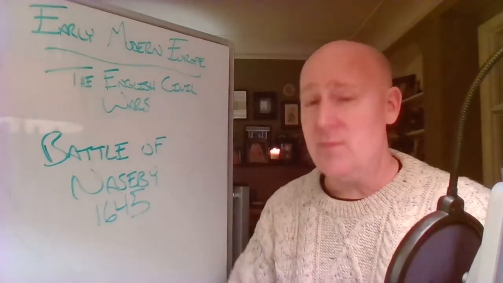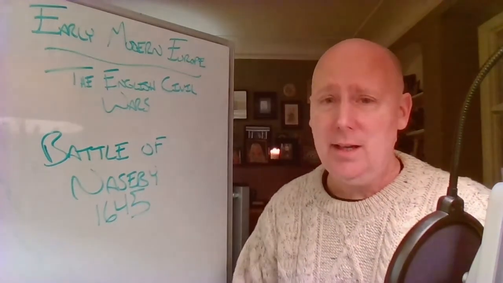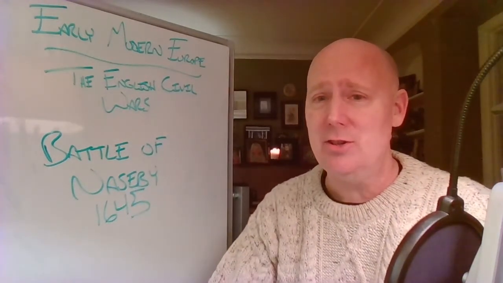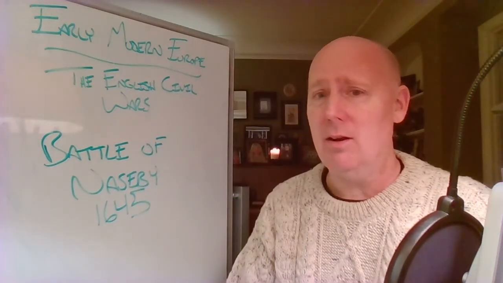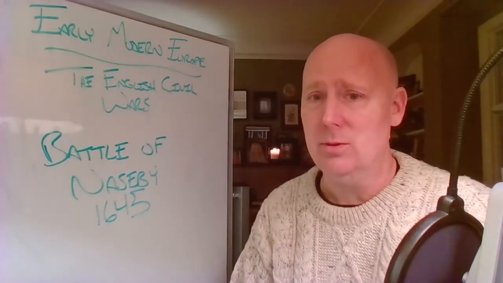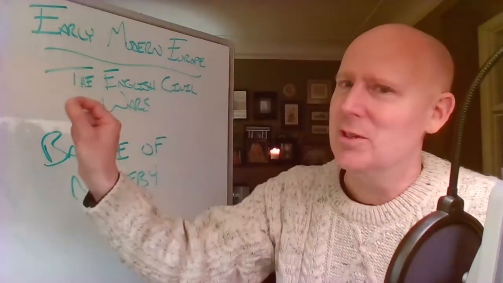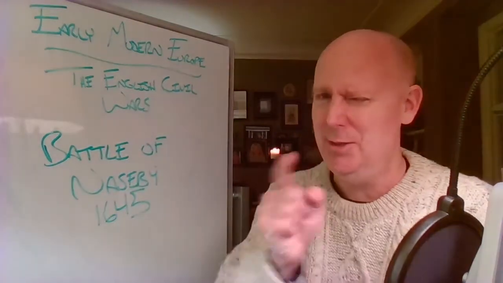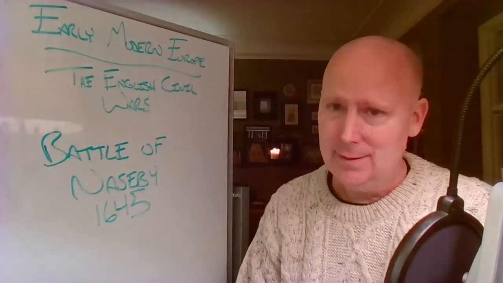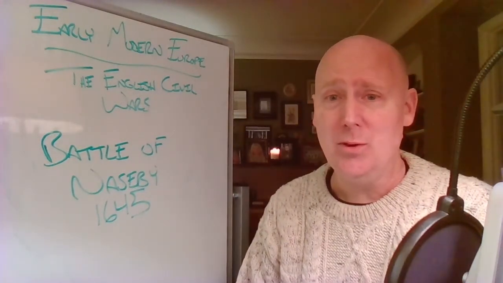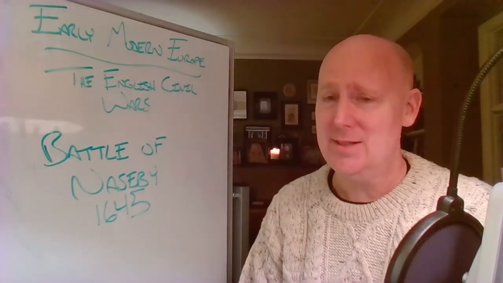So decisive that within a year of this, in 1646, King Charles I actually turns himself over to the Scottish forces that are under Parliament's control. Notice he didn't give himself over to the parliamentary forces. He gave himself over to the Scottish forces because he knew he could probably talk his way out of that. So the war's over. At least the first one is, in 1646.